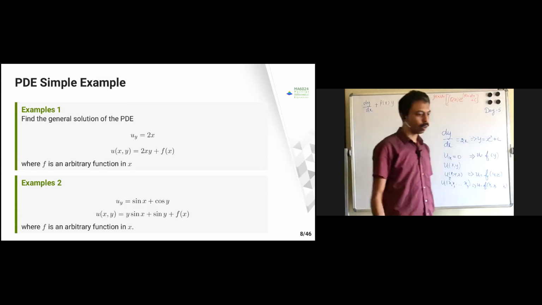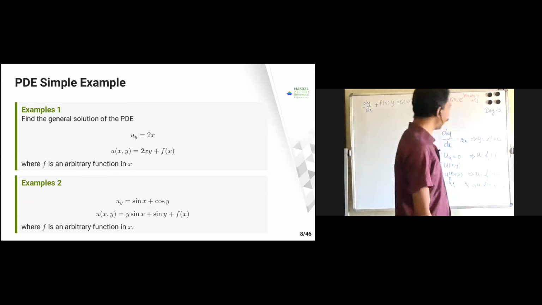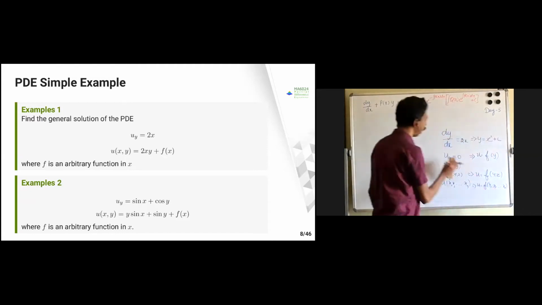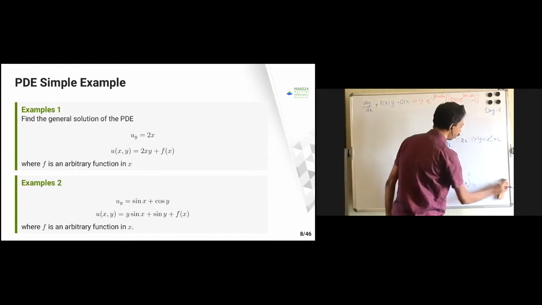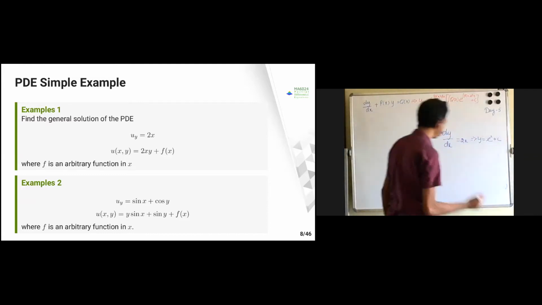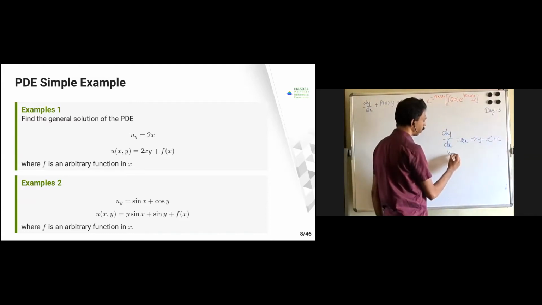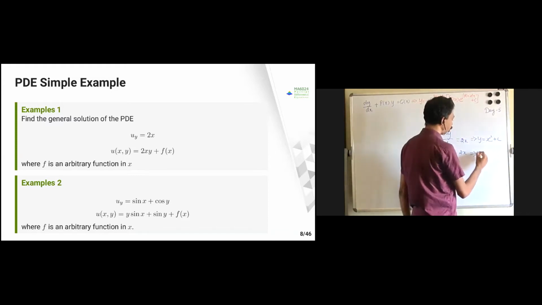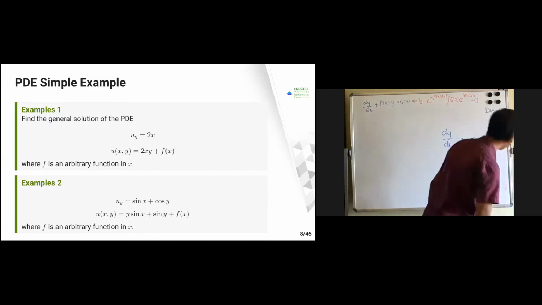Now the problem is changed a little. We are now solving ux equal to 2x. If I solve this one, what will be the solution? u is going to be, once again, what will be the solution?